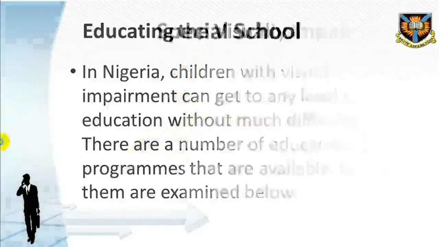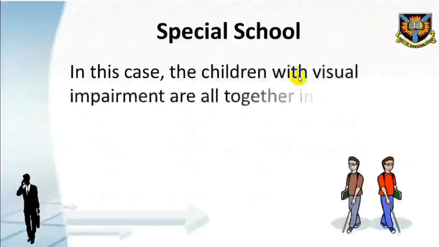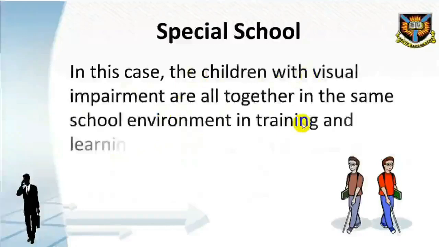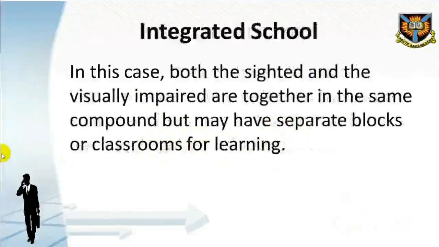1. Special school. In this case, the children with visual impairment are all together in the same school environment, training and learning together with experienced teachers. For example, Pacelli School, Surulere, and the School for the Blind, Ogbomosho, and several others.